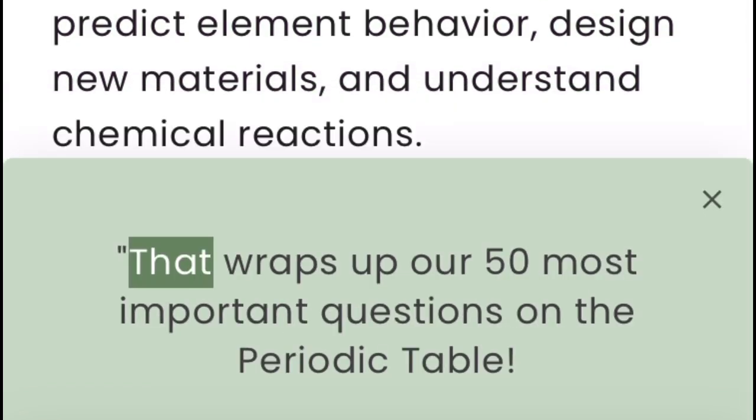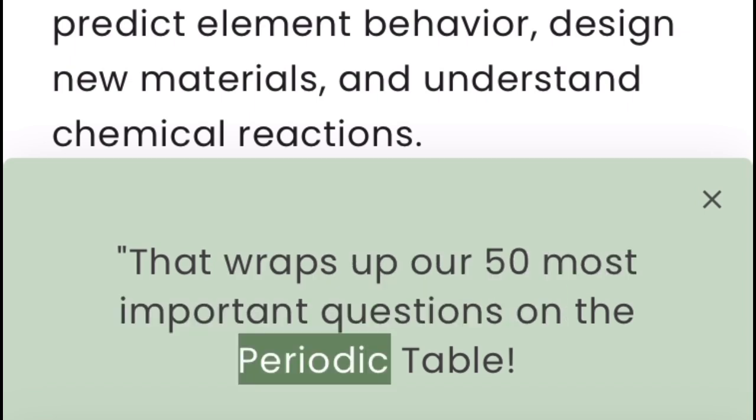reactions. That wraps up our 50 most important questions on the periodic table.